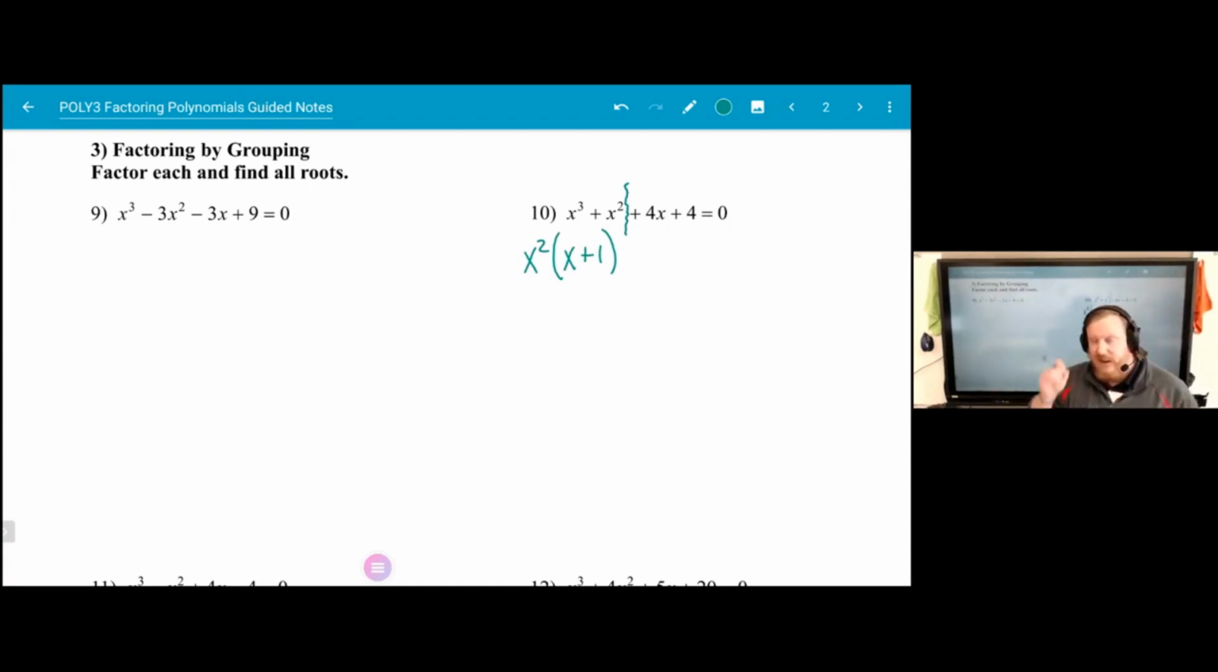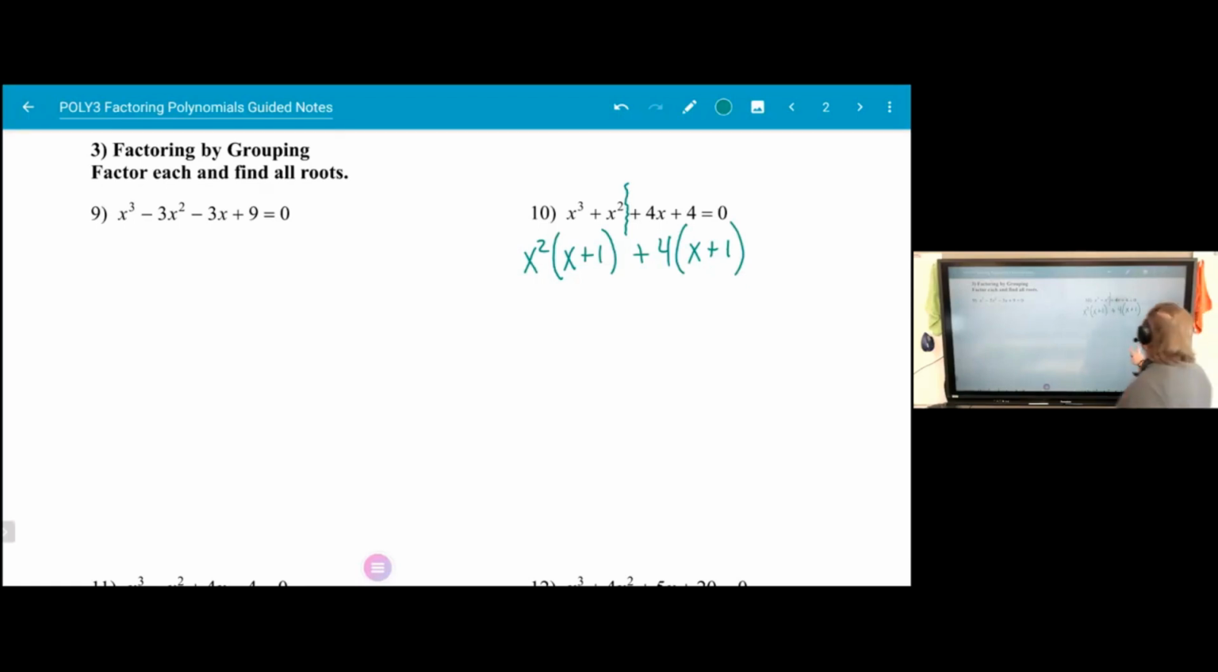Now look at the last 2 terms. I've got 4x plus 4. What's the greatest common factor between 4x and 4? Hopefully you're saying, oh, Mr. Brayman, it's 4. I'd say, yeah. So here's what I'm going to do. I'm going to say 4 times x plus 1. Well, that's kind of interesting.